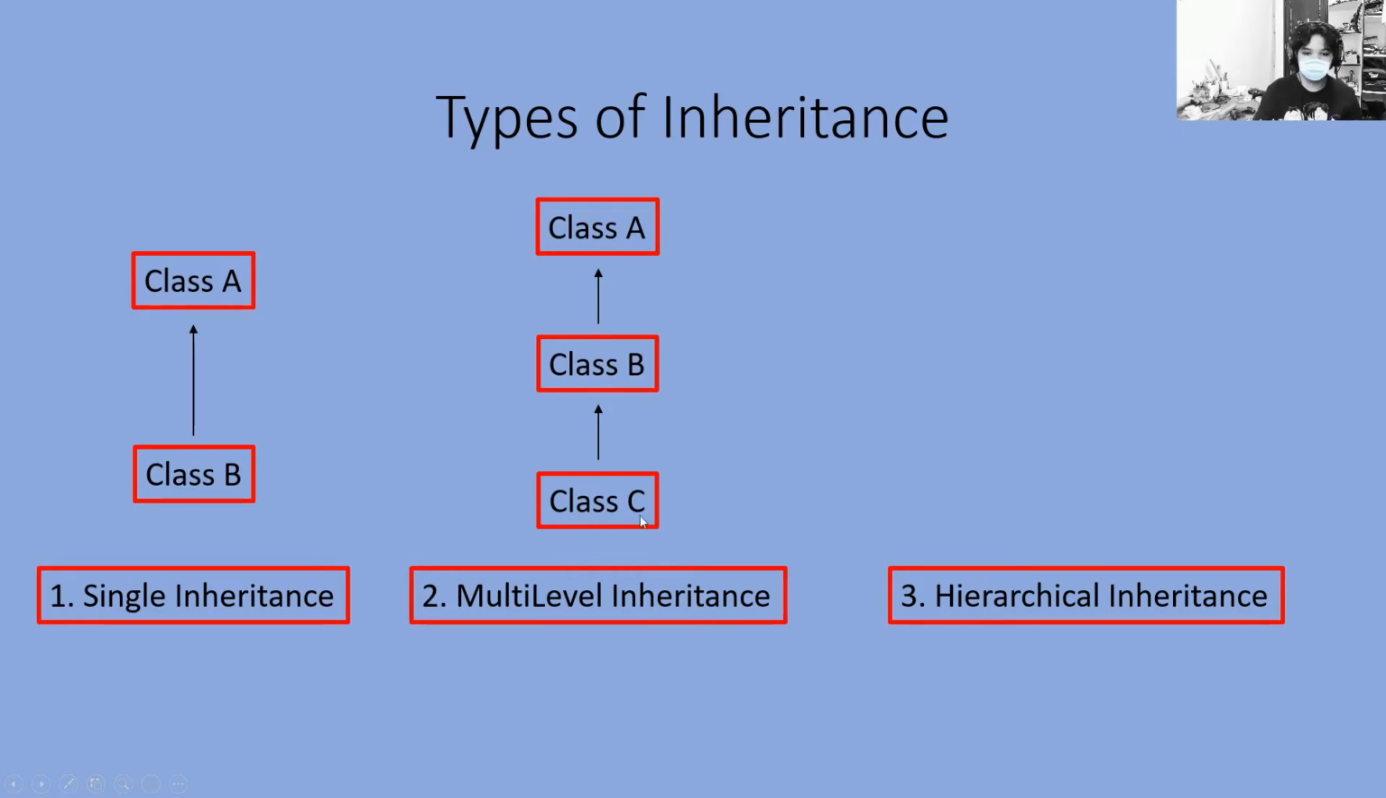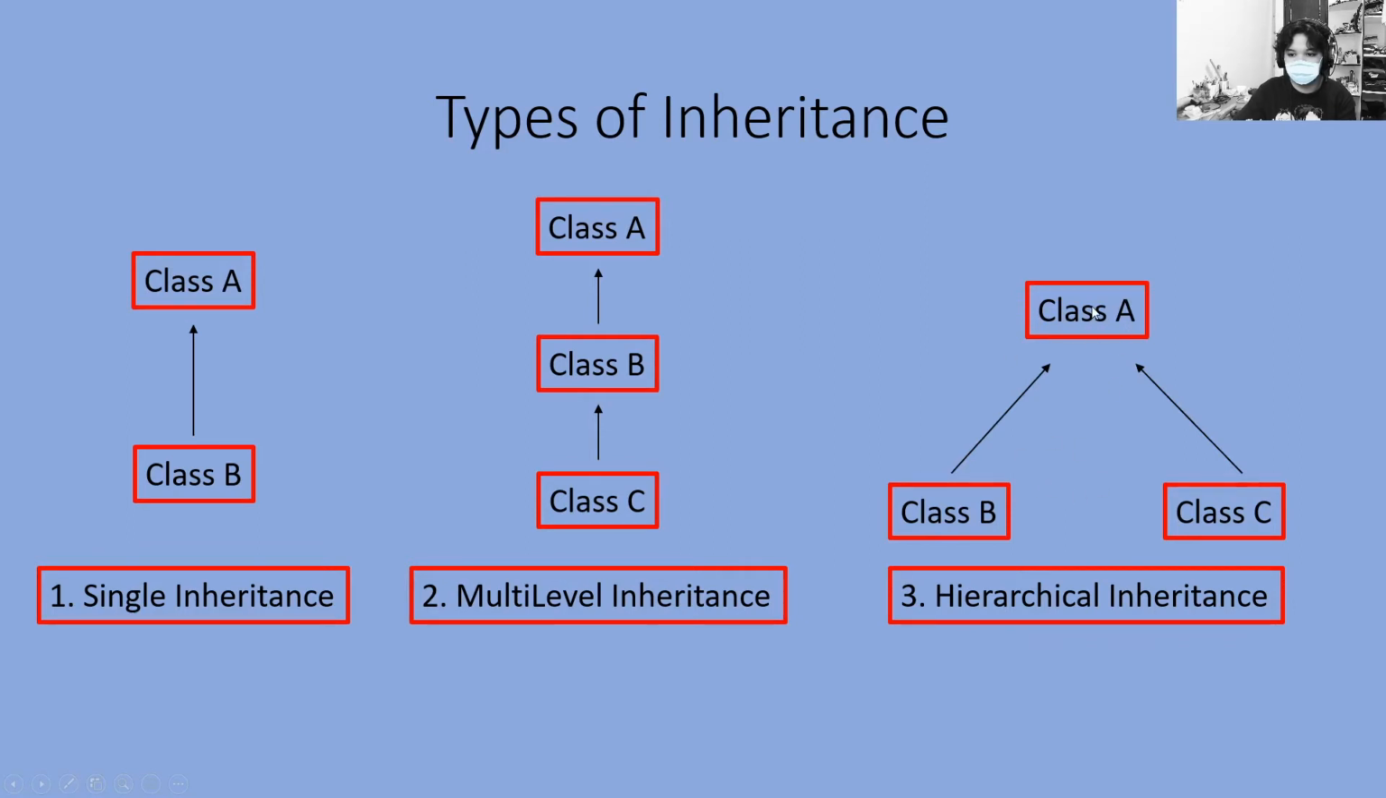So technically, this class C has all the properties from both class B and class A. But class B also only inherits the properties of class A. And lastly, in a hierarchical inheritance, we have class B and C, and both of these classes inherit from one parent class, that is class A.